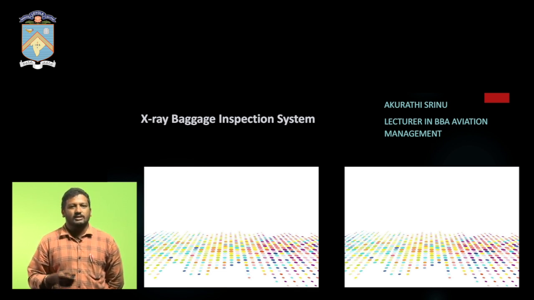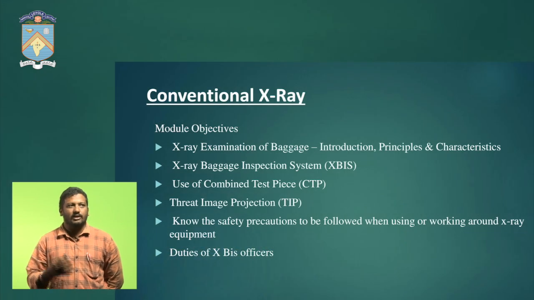Now we are going to discuss the modules included in the conventional X-ray. In the X-ray we have a total of 6 types of modules. First one is the principles and introduction of X-ray, next is how we will perform the X-ray, second is the performance using the CTP test, next what is the TIP, next the do's and don'ts while performing an X-ray, what we need to follow, and next the advantages. First of all, we are going to the introduction of X-ray.